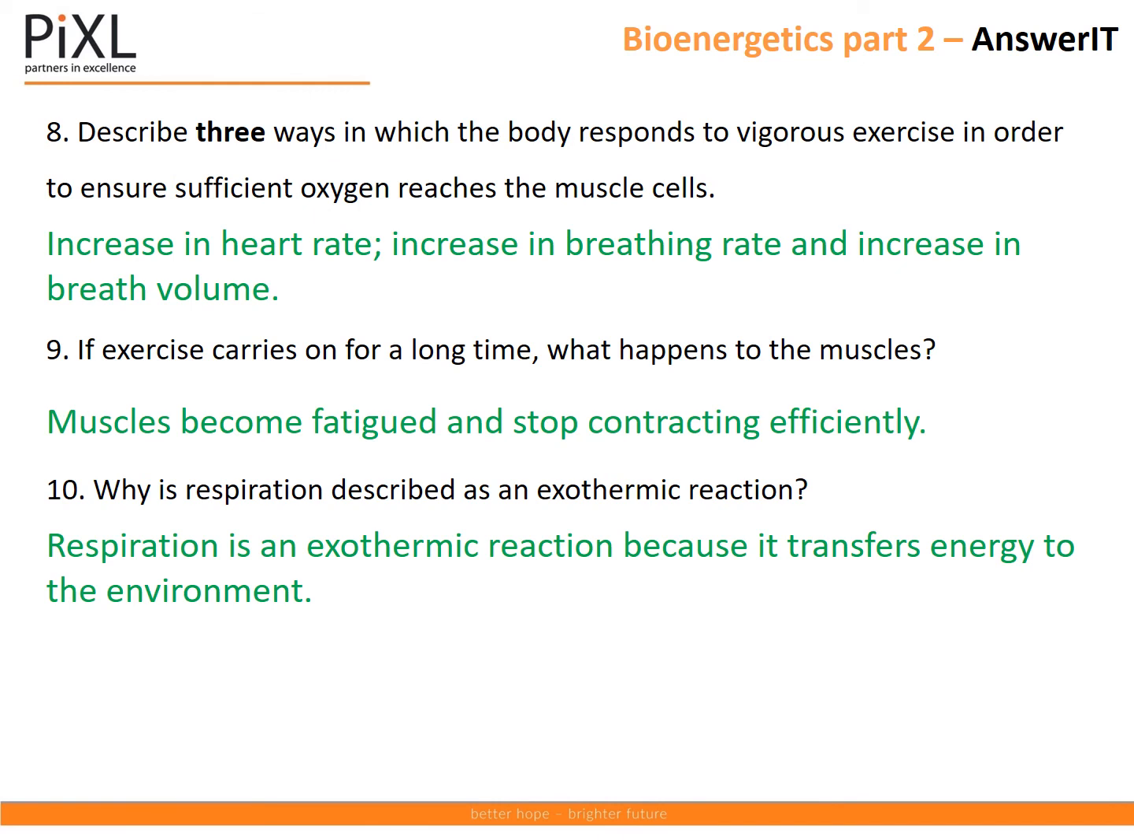Question 8. Describe 3 ways in which the body responds to vigorous exercise in order to ensure sufficient oxygen reaches the muscle cells. So anything about increasing the heart rate, increasing the breathing rate, and increasing the breath volume, so the amount of air taken into the lungs. Number 9. If exercise carries on for a long time, what happens to the muscles? They become fatigued. Question 10. Why is respiration described as an exothermic reaction? Because it gives off energy or transfers energy to the environment.